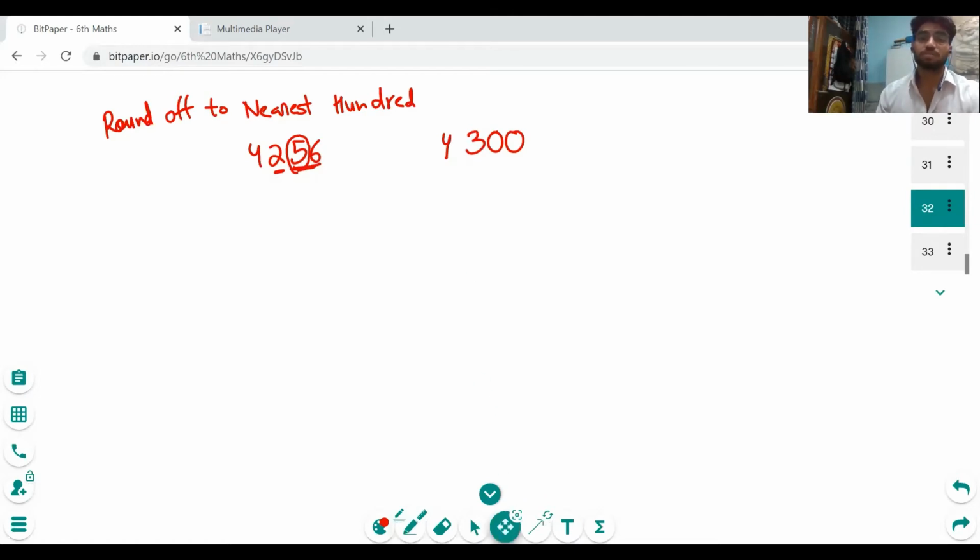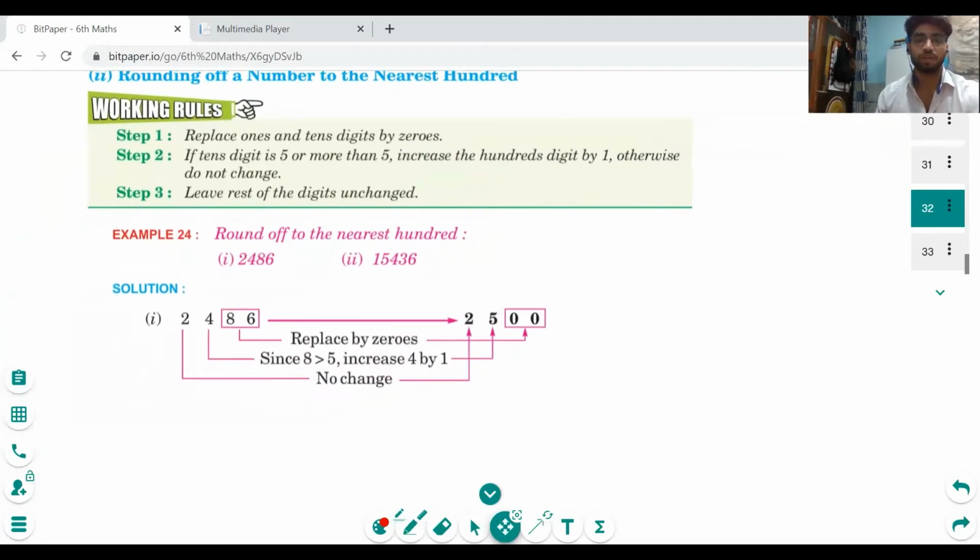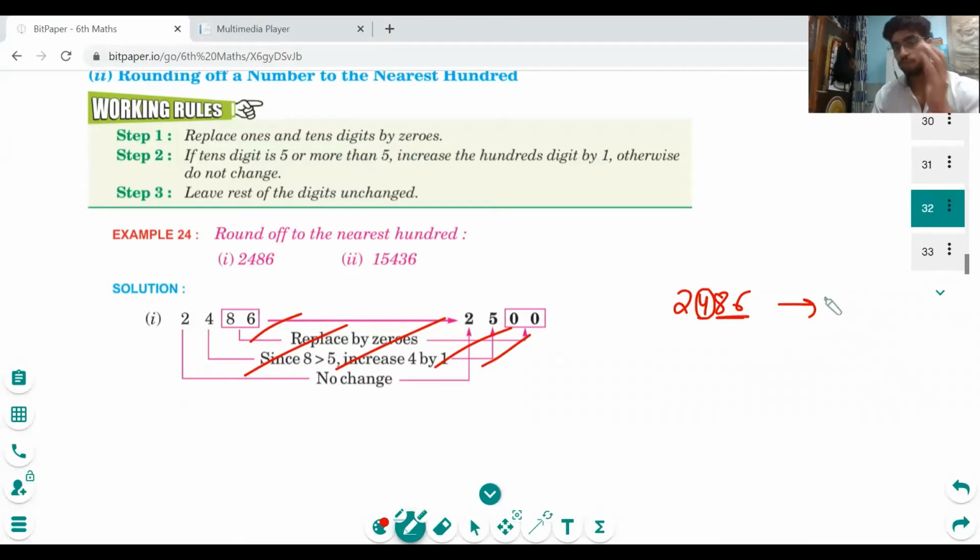Or if you want to follow the steps in the book, you can follow those as well. Let me take this example: 42486. Replace the ones and tens digits by zero. Yes, that's what we will do because this was the hundreds place. So I will make the other digits before that zero. That is the rule: whatever I'm rounding off, the digits before it will be zero. Now, if the tens digit is 5 or more, I can see it is more than 5, so I will increase the 100 digit by 1 and keep the rest of the digits the same, and we are done. I hope that makes sense.